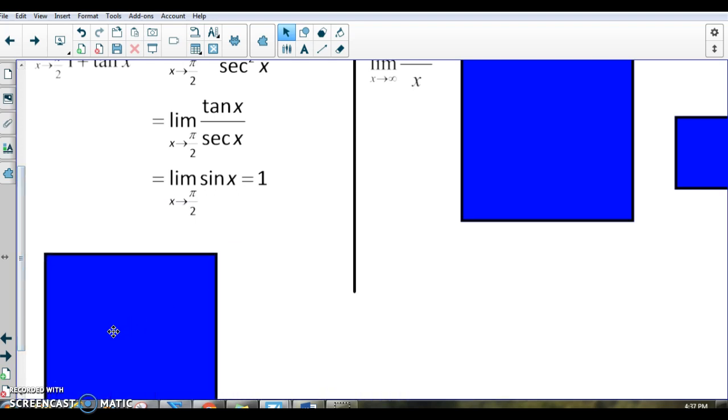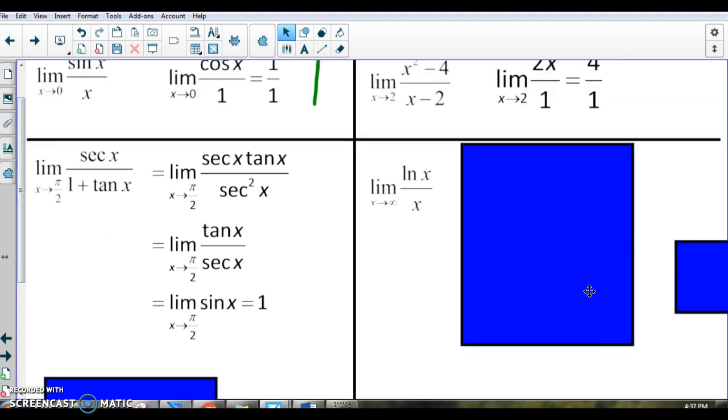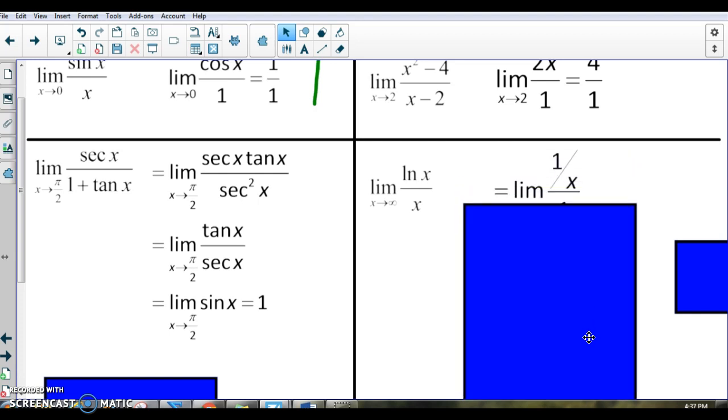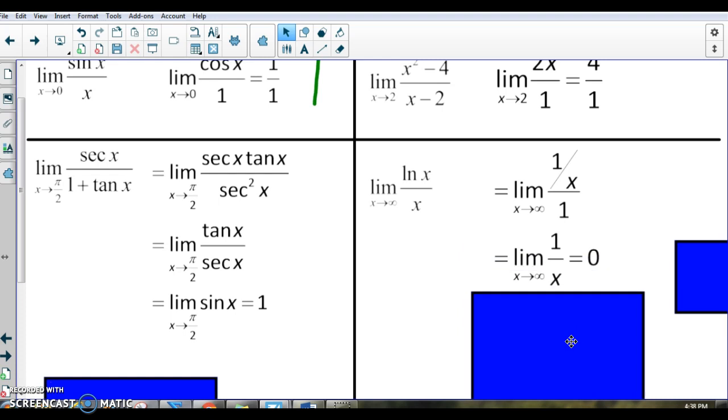Please make sure you're pausing the video if you ever need to so you can get the information you need. All right, last problem in case 1. Derivative of natural log of x is 1 over x. Derivative of x is 1. The limit as x goes to infinity, so 1 over infinity, is really just equal to 0. So I was able to solve 4 problems with using L'Hopital's rule.